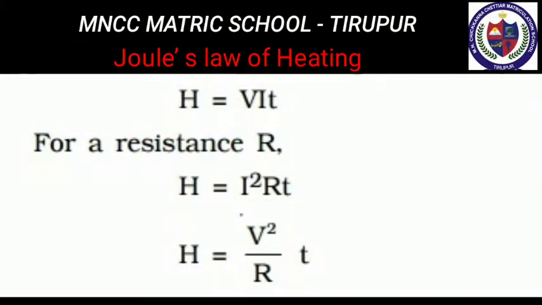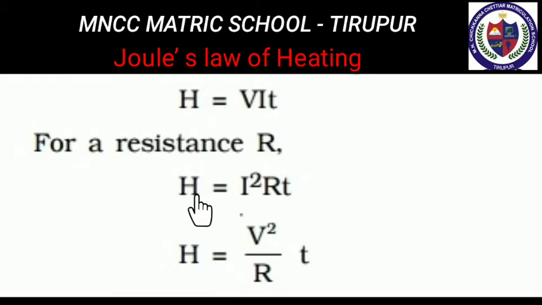Next we move to Joule's law of heating. The work done in moving the charge Q across the ends of the resistor with a potential difference of V is VQ. This energy spent by the source gets dissipated in the resistor as heat. Thus, the heat produced in the resistor H is equal to V into Q. You know that the relation between the charge and current is Q is equal to I into T. Using this equation, you get H is equal to V into I into T.